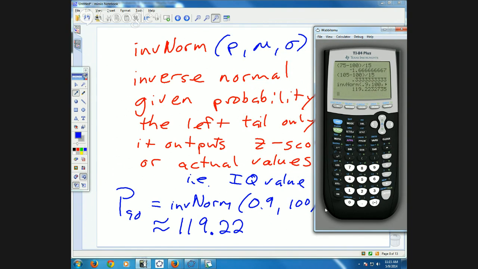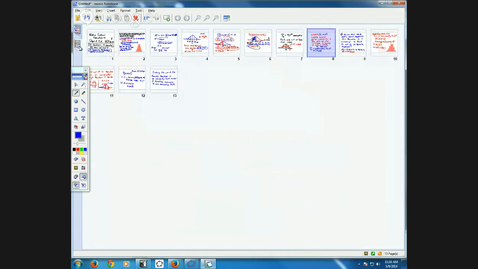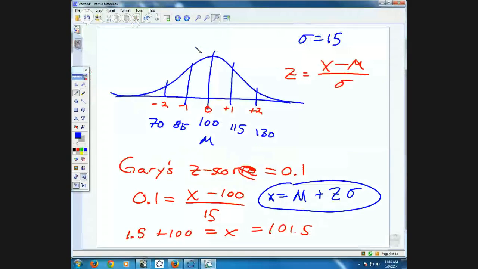All right, is that reasonable? Let's look back at this picture right here. That would put me right about here, I think, or maybe over a little bit more. You think it's reasonable? That's about the 90th percentile, P90? Probably. Looks right. How could we check it? We could do the normal CDF from negative infinity all the way up to 119 point blah, blah, blah, and see if it comes out to about 90%. If it does, we nailed it. So we can go back and forth with these.